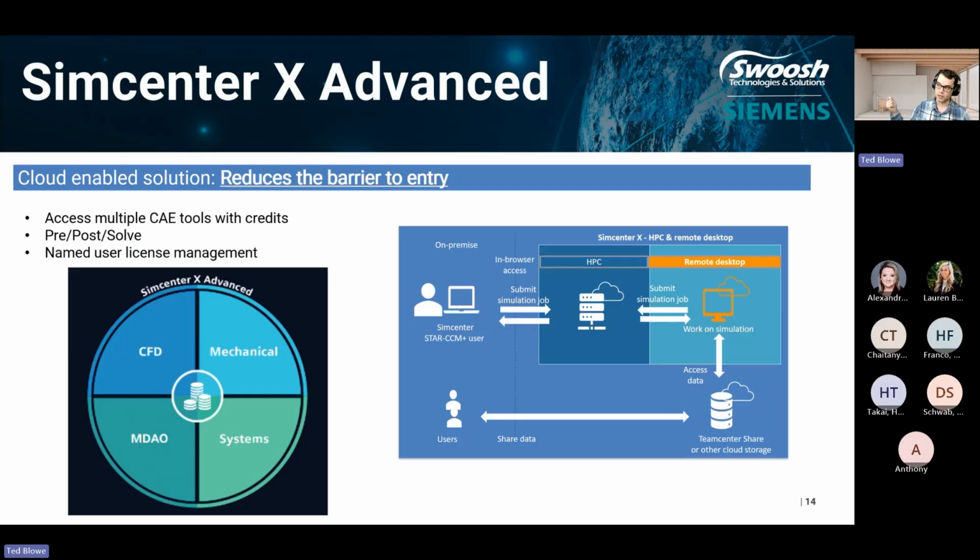And for STAR-CCM+, they have, in addition to this, the Simcenter X, which allows you to run your CFD simulations on the Siemens cloud. So this is an exciting new licensing solution, which gives you access to multiple tools. We could spend hours talking about this, so I don't really want to get into it, but if you're interested in this, we can talk offline.